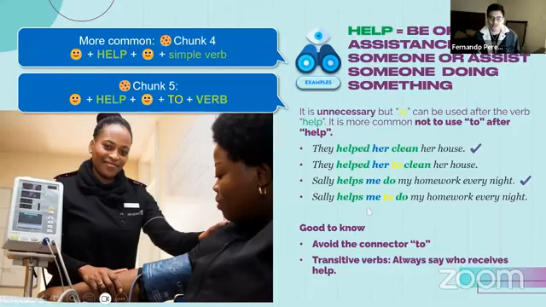I challenge you to avoid using the connector when you have the verb help. Don't use the connector. Think about examples while we pass attendance with Jessie.